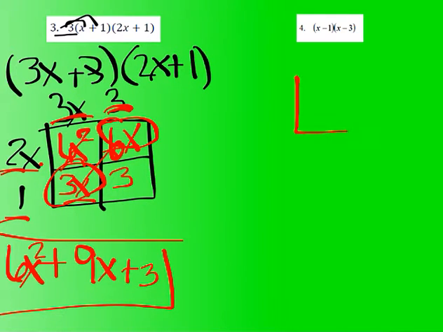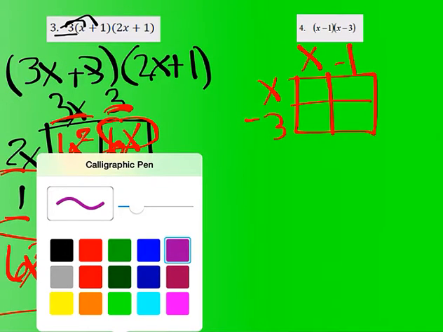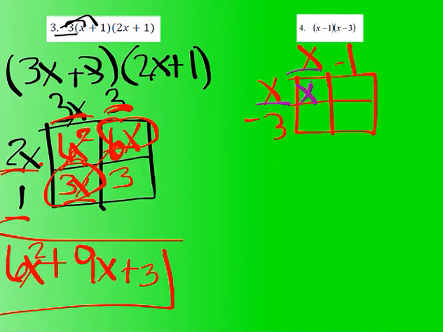So let's go ahead and try that on number 4. When I write this one above the box, I want to carry the sign with it when it's negative. Unless I write the sign, I'm just going to assume that it's positive. So since this one has a negative, I need to make sure I write that in there. Now I need to multiply into the box. x to the first times x to the first is x squared. Negative 1 times x is just negative x. Negative 3 times x is negative 3x. Negative 3 times negative 1 is going to be a positive 3.